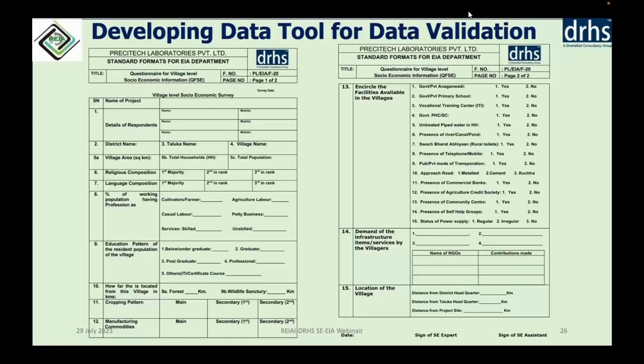PLA technique, participatory learning technique. That's a different issue. So if the person does not give you that information, then you have to take this information from such a reliable person. But whatever he is telling should be true in the current time period, in 2023, right? Similarly, for the education pattern: school going, how many are below graduate, postgraduate, professionals, and IIT certificate course.